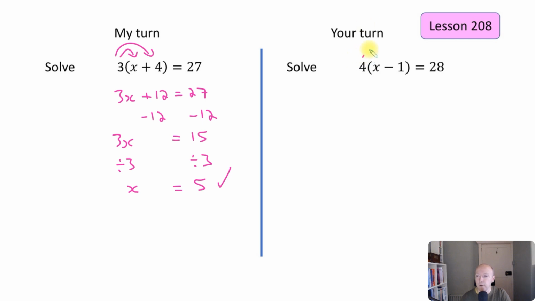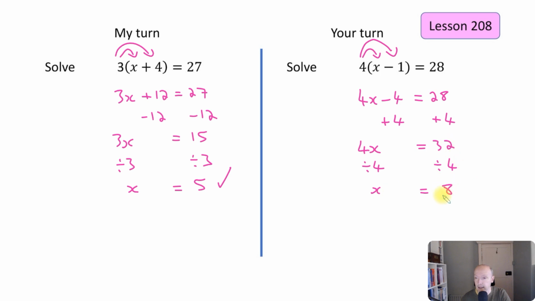Okay, here we go. So I'm going to do 4 times x is 4x, and 4 times minus 1 is minus 4. Again, not 4 take 1, 4 times minus 1 equals 28. I'm going to get rid of the minus 4 by doing the opposite, which is to add 4. So I'll add 4 to this side here. So 28 plus 4 is 32, and that'll be 4x here. And I've got a times 4, so the opposite is divide by 4. So I'll divide this side by 4. 32 divided by 4 is 8.